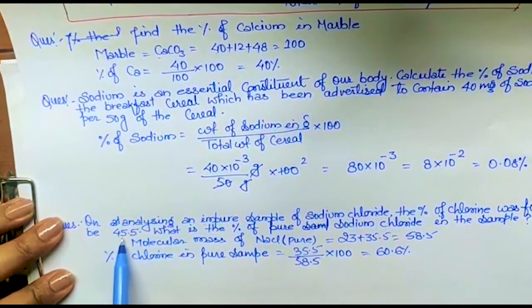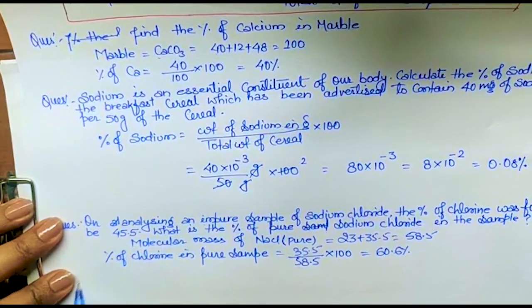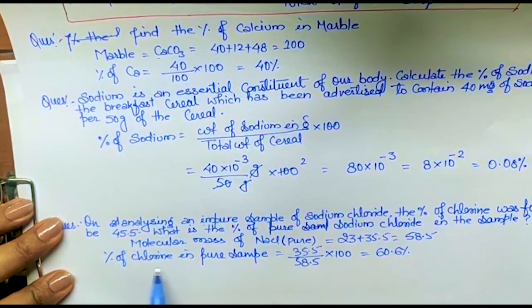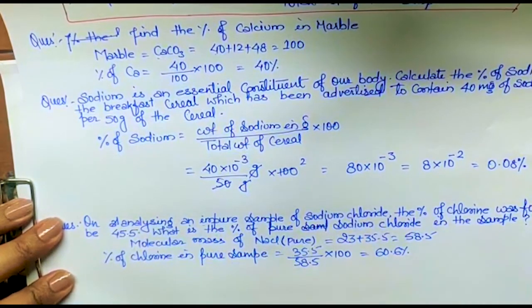Now see here, we can find it easily. The percentage of chlorine was found to be 45.5. If it was impure, it was this much chlorine, isn't it? And if we take pure, we are getting this chlorine. So what do we need to find? What is the percent of pure sodium chloride in the sample?